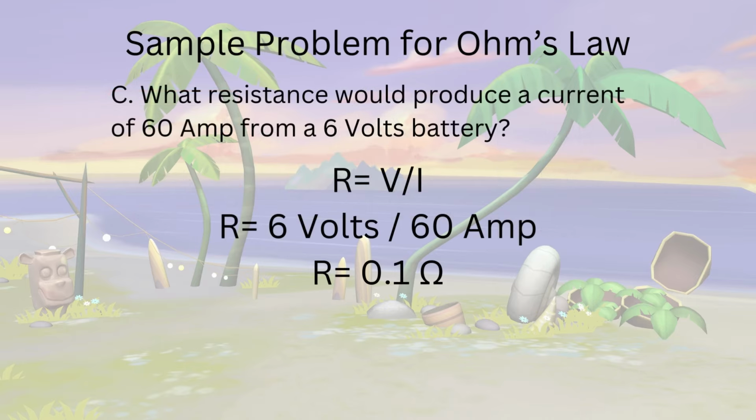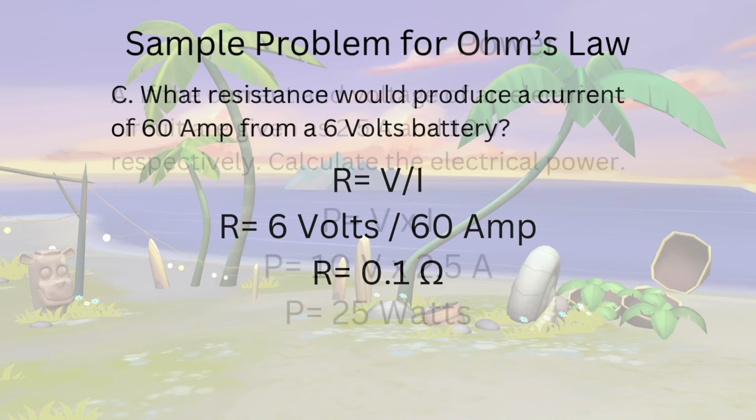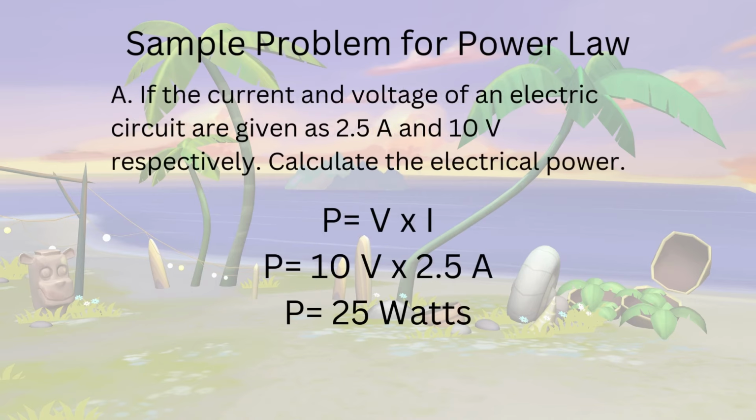Number 3. What resistance would produce a current of 60 amps from a 6 volt battery? R equals V divided by I. R equals 6 volts divided by 60 amps. Now, on to sample problems of power law.